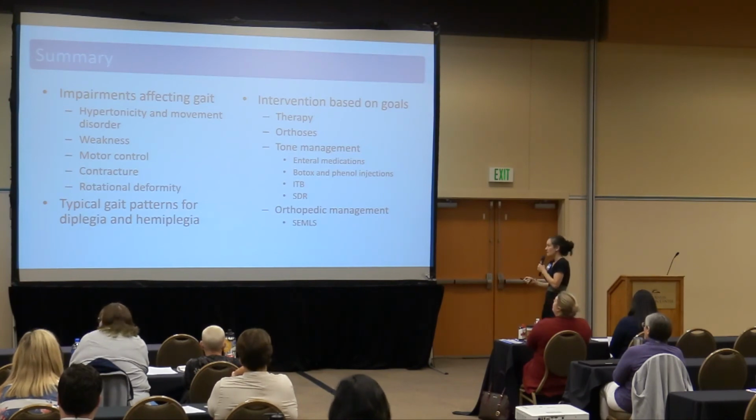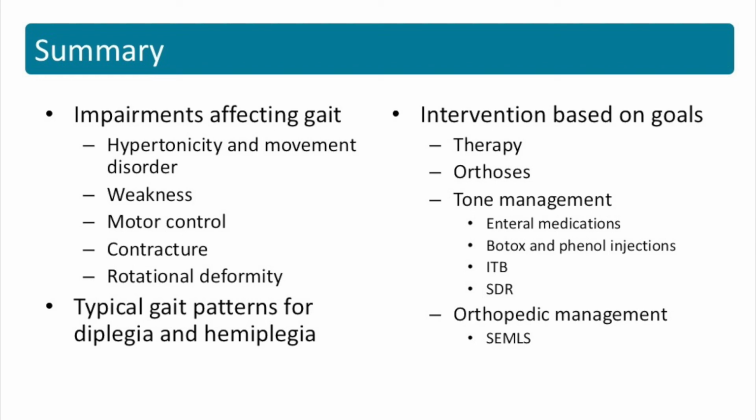So, in summary, we talked about impairments affecting gait. We talked about hypertonicity and movement disorder, weakness, motor control, contracture, rotational deformity. All of those things affect your walking. We talked about the typical gait patterns in diplegia and hemiplegia. We talked about intervention based on goals, therapy, bracing, tone management, and orthopedic management, and how those things can be effective. So, thank you.